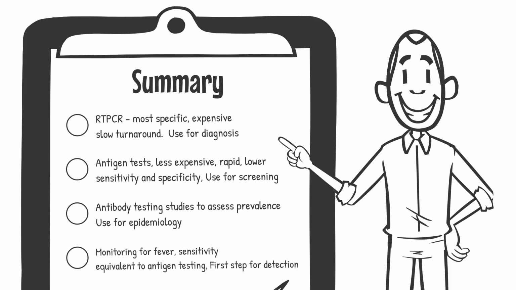Antibody testing shows a delay in increase in IgG and IgM and should be used to determine the number of cases in an area, or the prevalence. It should be used for epidemiologic studies. And finally, core temperature monitoring for fever is equivalent in sensitivity to antigen testing and can be used as the first step for detecting the onset of disease.